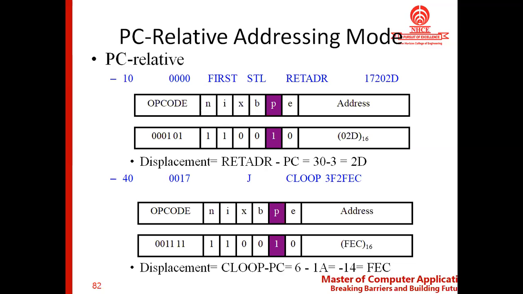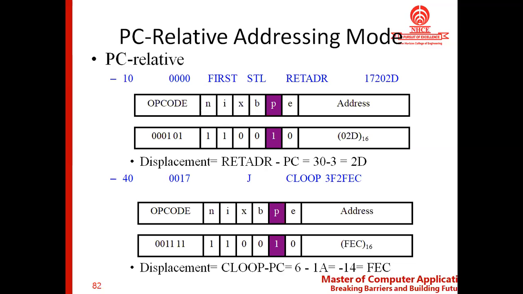Then, since it is a format 3 and simple addressing, N and I become 1 and 1. And the X bit is 0 since we don't use the X register. Then B and P, since we follow PC relative, are 0 and 1. And since it is a format 3, the E bit will be 0. And FEC will be the displacement. So when you combine all these things, you will be getting the object code as 3F2FEC.